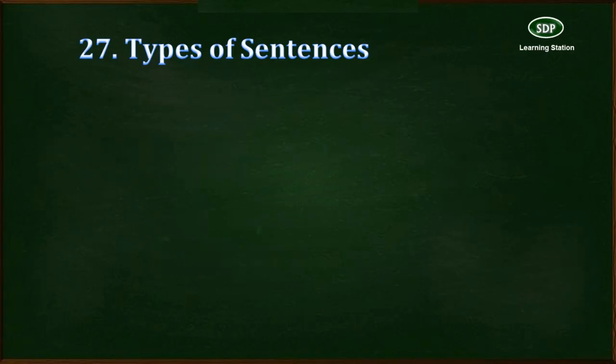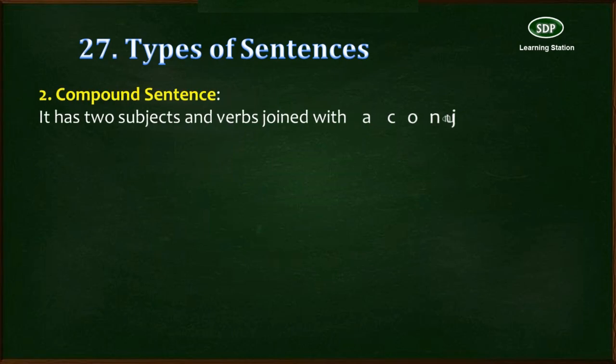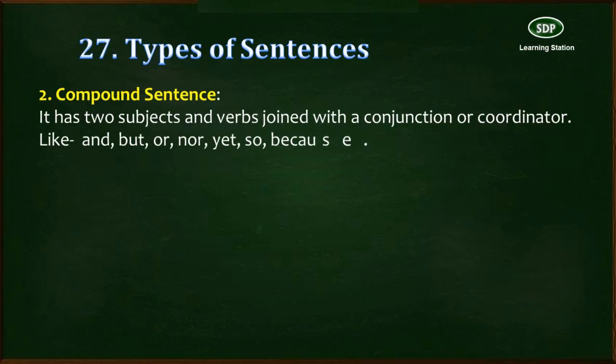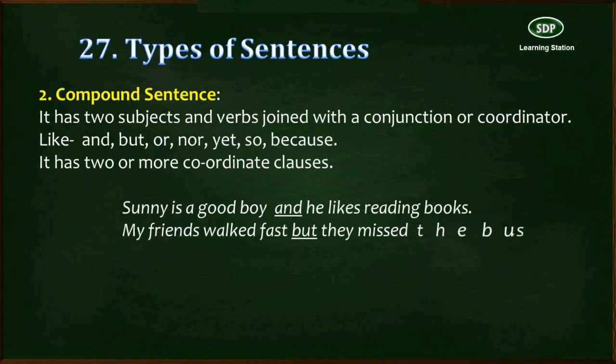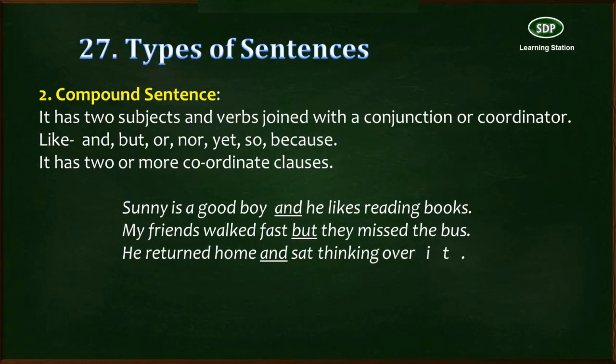2. Compound sentence. It has two subjects and verbs joined with a conjunction or coordinator, like and, but, or, nor, yet, so, because. It has two or more coordinate clauses. For example, Sonny is a good boy and he likes reading books. My friends walked fast but they missed the bus. He returned home and sat thinking over it.